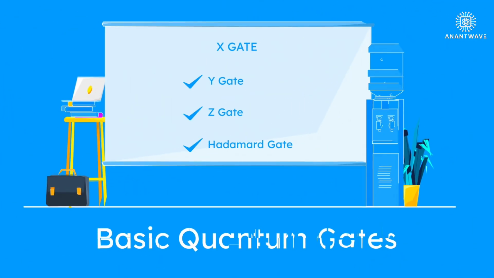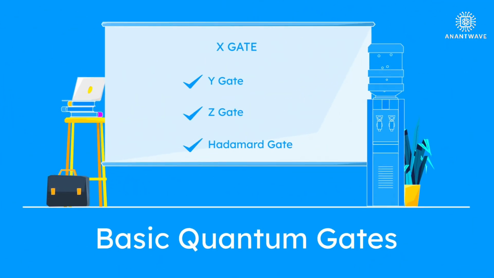The Pauli X, Y, Z gates and the Hadamard H gate manipulate the state of a qubit in specific ways, flipping, rotating, and creating superpositions.